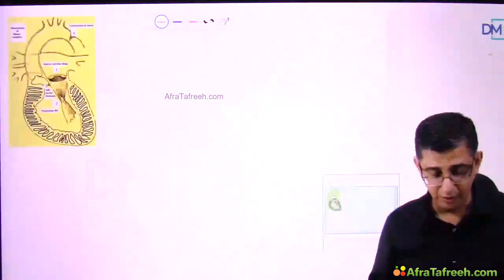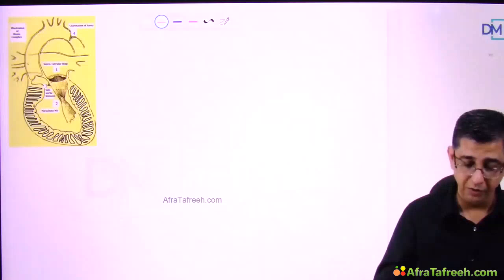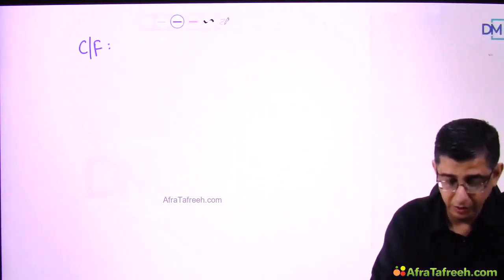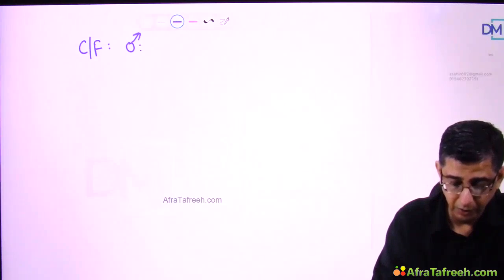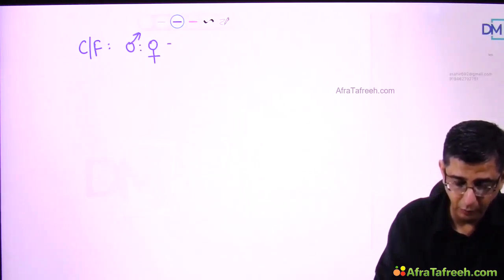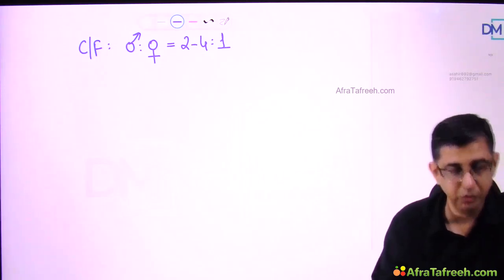And now we will look at the presentation of hypertrophic obstructive cardiomyopathy. Coming to the clinical features of the disease, the gender-wise data would be that male patients are more likely to have this disease as compared to females, and the gender ratio is 2:4:1.